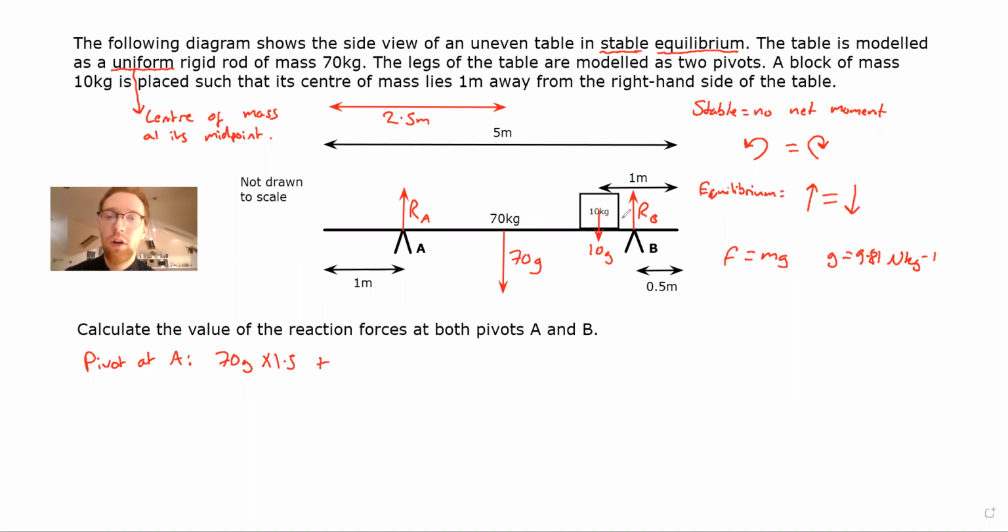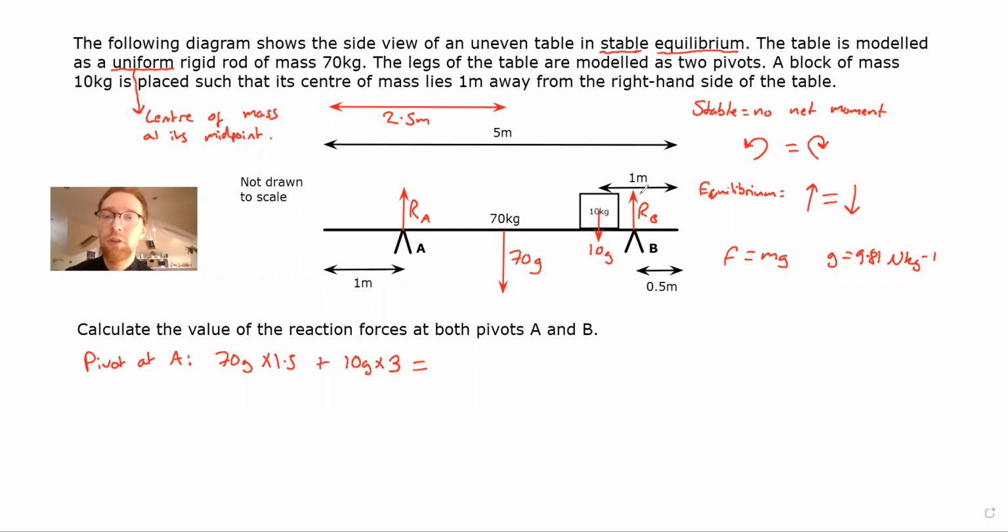So we add on the weight of the block, adding into its own moment. So what's the moment caused by the weight of the block? Well, that's going to be obviously the weight of the block first, multiplied by its distance from our pivot. So it's 1 meter in from the right-hand side, but our pivot is also 1 meter in from the left-hand side. So it looks like it's going to be 5 minus 1 minus 1. So that's going to be 3.